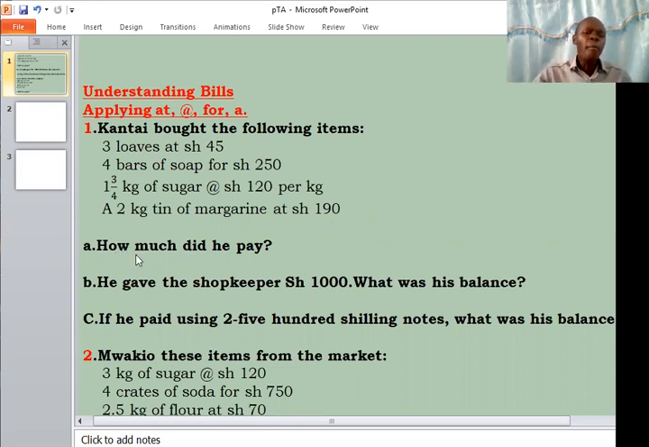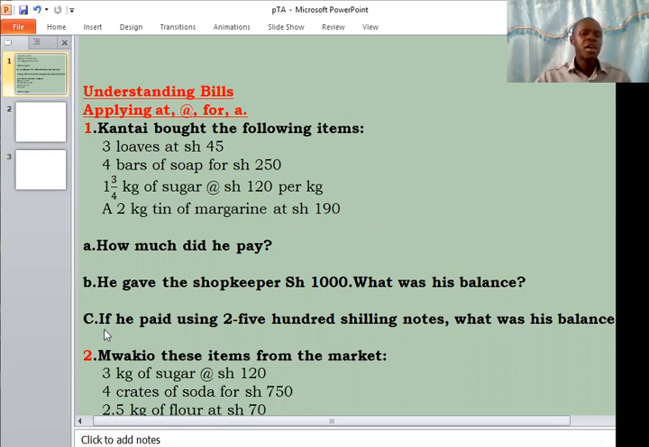Very good. How much did he pay? Question A. That means you are going to add the cost of all the items. And that one will be the total amount paid. Let's go to B. He gave the shopkeeper 1,000 shillings. What was his balance? How do we get the balance? We are going to subtract the cost of all the items from 1,000. Then you are going to get the balance.